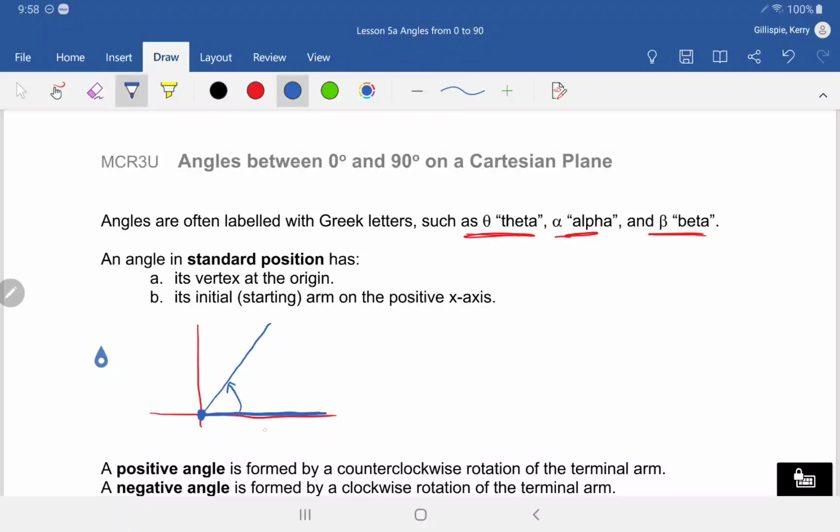So this is my initial arm. And this is our terminal arm. And in between those two is what's formed theta. So that's your angle. This is considered 0 degrees on the positive x-axis. And then let's say this is opening to 50 degrees, for example. Okay, so this would be a 50-degree angle on the Cartesian plane.